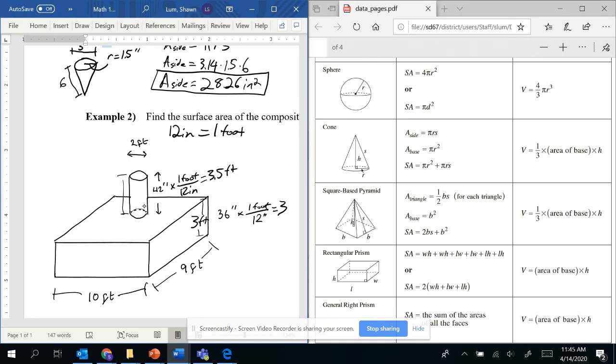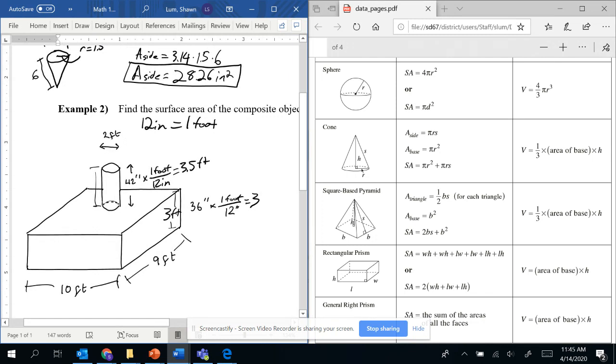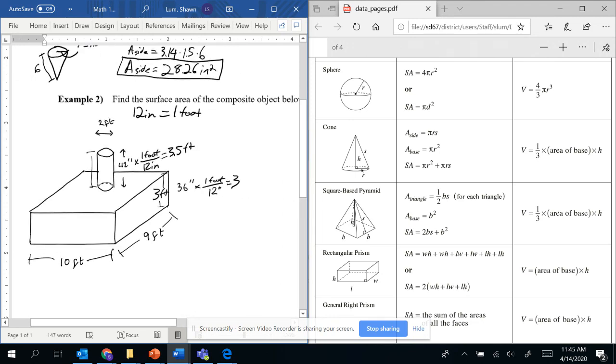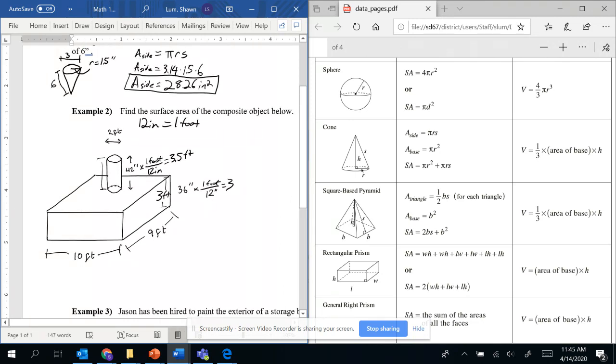So we can just count this whole thing and go from there. I'm going to find just the surface area of this whole big box right here, and I'll show you what I mean. First off, I'm going to use this formula right here. It's a little bit more concise. It says surface area equals 2 times, in brackets, width times height plus length times width plus length times height.